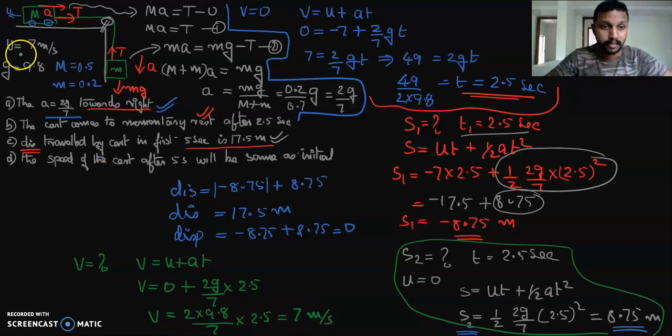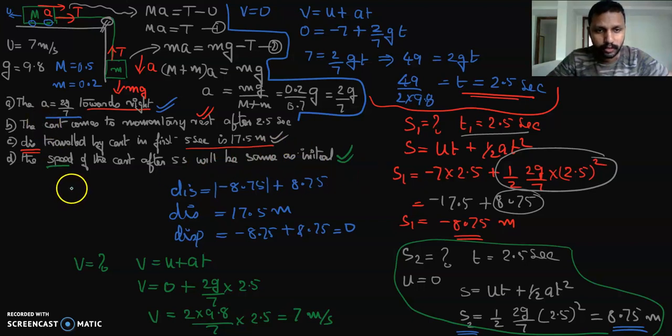In the initial case, the velocity was in this direction, and in this case, since it is positive, it is in the opposite direction. But it is asked the speed of cart after 5 seconds will be same as that of initial. That is also correct. The velocity has direction, speed does not have direction. Therefore, option D is also correct. In this case, all options are correct.